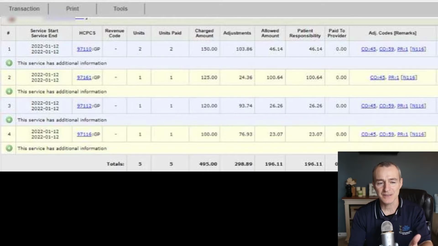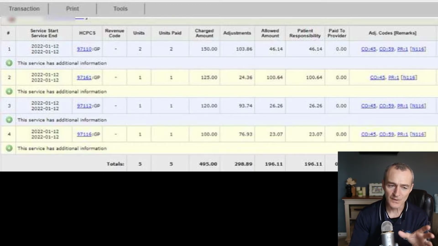Okay, patient responsibility or allowed amount is next. You can see 46.14. You can see patient responsibility is 46.14. So if we do a little bit of math, now the math isn't going to be quite as easy as you might think. You might think, well, 2 units were billed, 46.14 were allowed. If I divide 46.14 by 2, I would get the total allowed per unit from this particular payer.